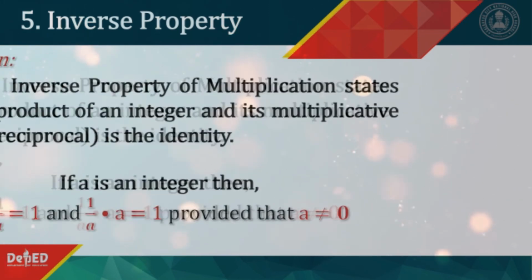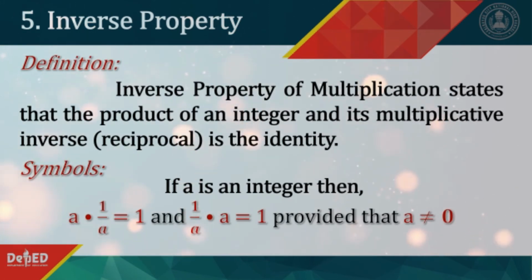While the inverse property of multiplication states that the product of an integer and its multiplicative inverse or reciprocal is the identity. In symbol, if a is an integer, then a times 1 over a is equal to 1. And 1 over a times a is equal to 1, provided that a is not equal to 0.